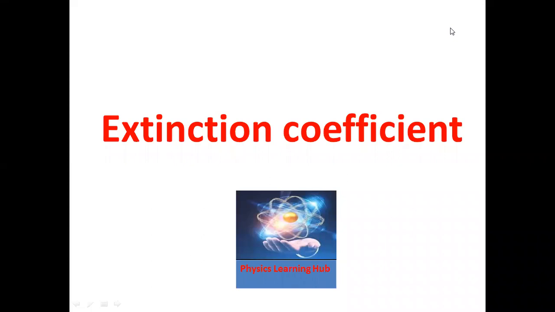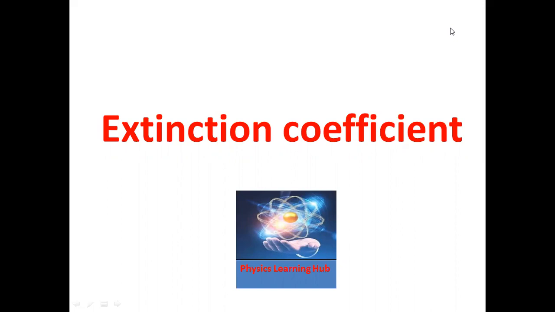Today, the topic of presentation is extinction coefficient. In this lecture, we will discuss the extinction coefficient: what is the extinction coefficient, on which factors the extinction coefficient depends, and what is the relation between the extinction coefficient and the absorption coefficient.